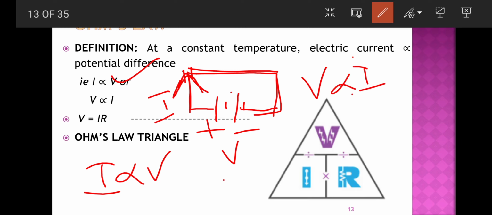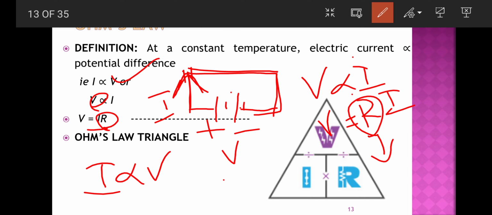In order to remove this proportionality sign, we introduce a constant. That constant is resistance R. So V is equal to R into I. According to physics, in order to remove the proportionality sign we have to introduce a constant, and here that constant is resistance. So from Ohm's law we have got the relation that V is equal to I into R.